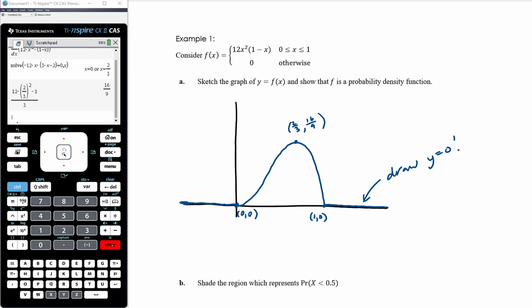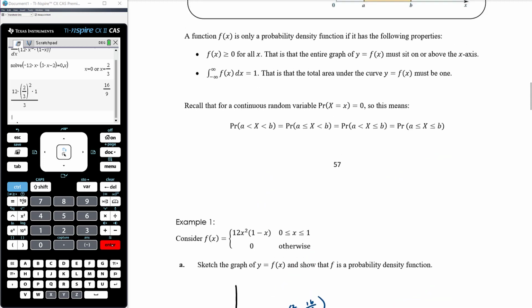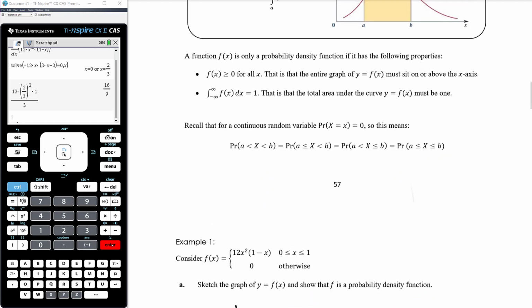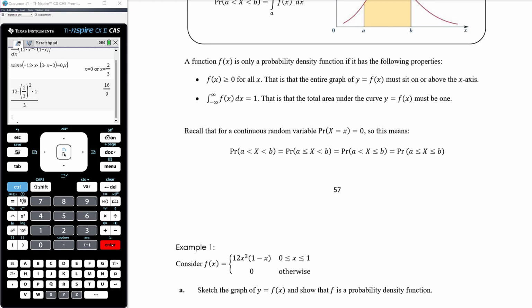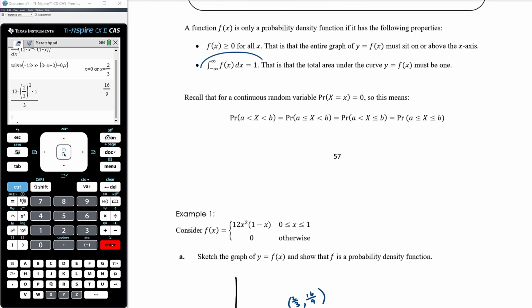Okay, but I would say that, unless it specifies, I wouldn't bother labelling that point. Okay, the second part is to show that f is a probability density function. So what I need to do to show that it's a probability density function is make sure that it meets these two criteria. Having sketched the graph, I can see that the whole graph is on or above the x-axis for all x values. The second thing is that I want to show that the total area is 1.